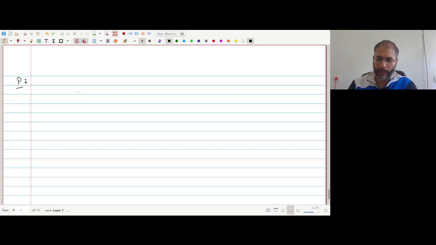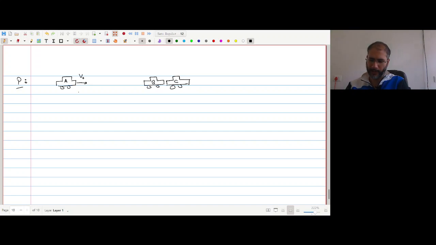So in this case we have three cars, all identical. So there is a car A that is moving with a speed of v naught in a direction towards car B and car C. All three cars are identical, although they don't look like that.